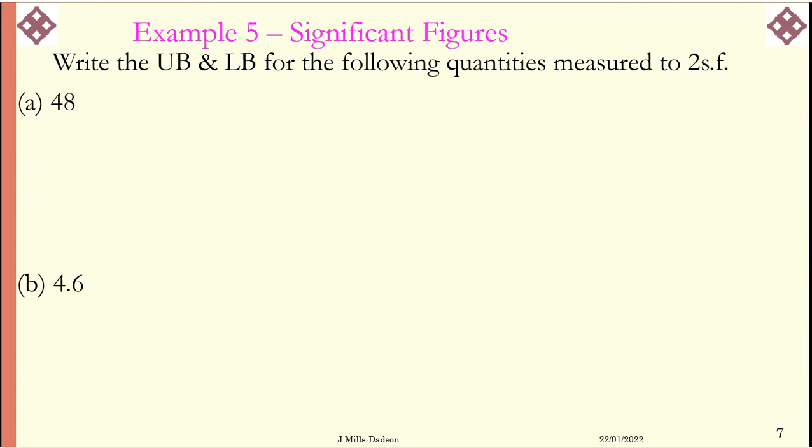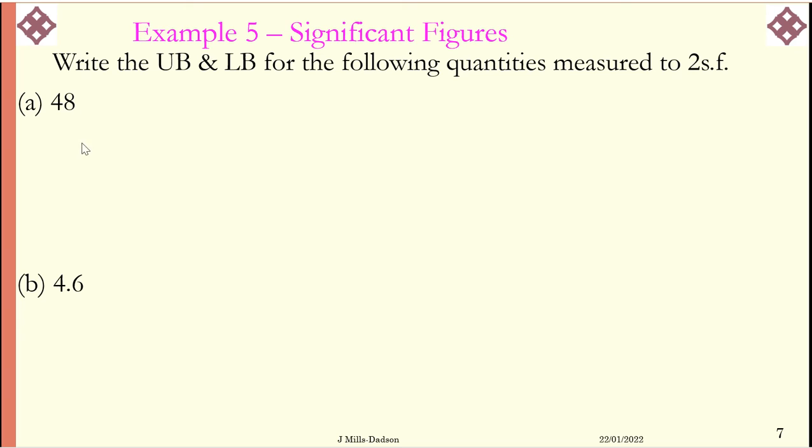Now, when it comes to significant figures, it's more or less the same as what we did before. But what we need to pay attention to here is the place value of the said significant figure. To get the clue of the number to use, we take this place value of the said significant figure. So for example, we want to write the upper and lower bound for 48 and 4.6. They are all measured to 2 significant figures.